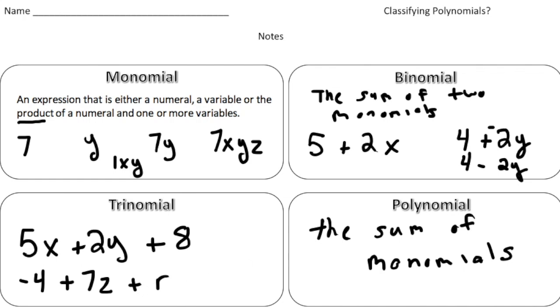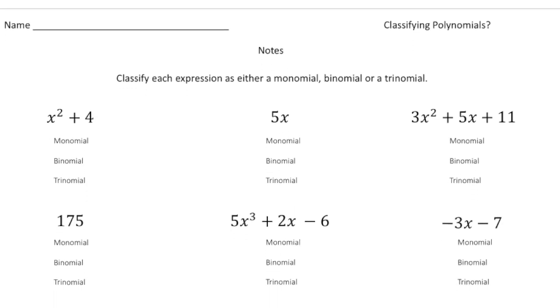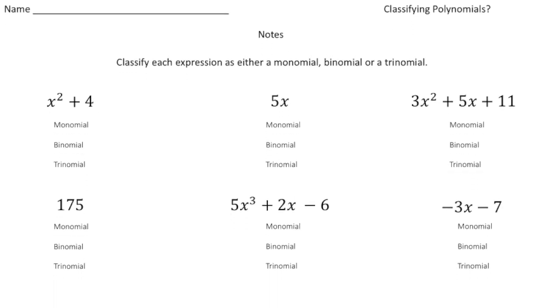If you turn the page, let's see if we can solve these together. It says classify each expression as either a monomial, a binomial, or a trinomial. The first expression we have is x squared plus 4. The first term is x squared, so that's the first monomial. The second term is a 4, that's a second monomial. Because there's 2, that's going to be a binomial. Over here, 5x is going to be a monomial. It's only one term. Here we have our first trinomial. 3x squared is a monomial, 5x is a monomial, and 11 is a monomial. So that's a trinomial.